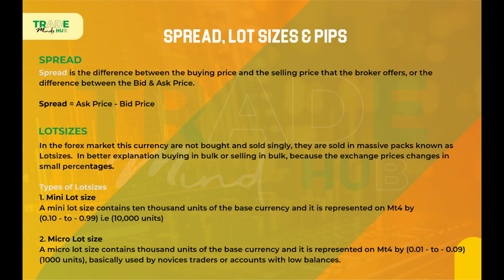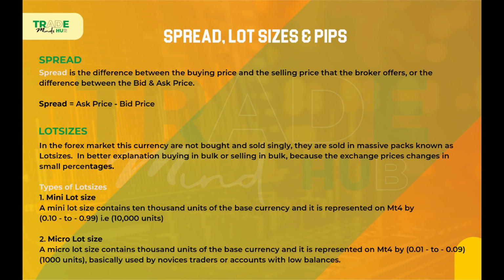So the mini lot size, I repeat, the mini lot size is what? One mini lot size contains 10,000 units of the base currency. It means that if you place a buy and use one mini lot size, you're buying a volume of 10,000 units. If you place a sell in the market using the mini lot size, it means you're selling 10,000 units of the what? Of the base currency. And in your MT4, it is represented by what? 0.10.